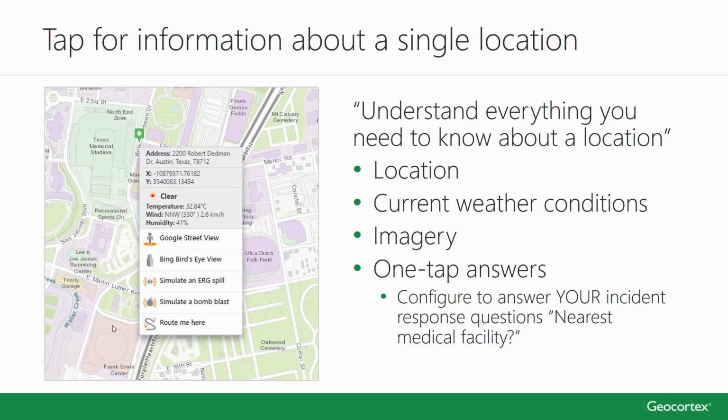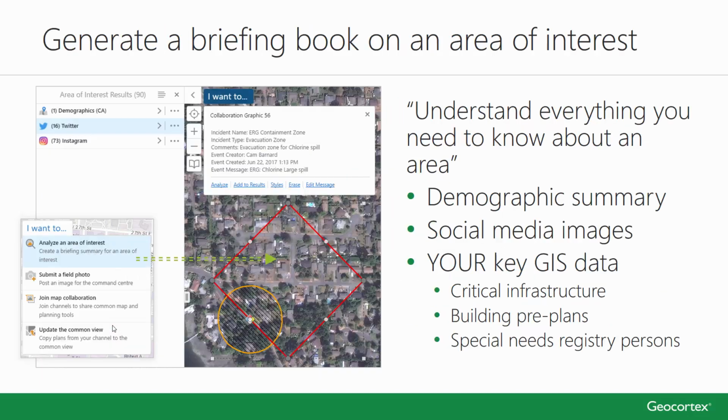But sometimes it's not about just a point, sometimes it's about an area. So we've created a second tool for our incident commanders or our field responders to be able to draw an area on the map or to use an existing area on the map and to be able to then ask questions of it. Essentially, give me a mini briefing book on this area. Now, out of the box, what we supply is a demographics summary. This is powered by ArcGIS Online geo-enrichment data, but it can also be powered by your own demographics services if you have them. And then relevant geolocated social media from the last 60 minutes.